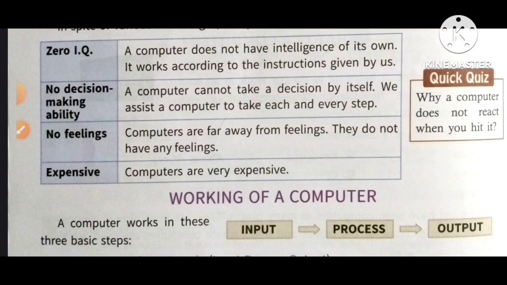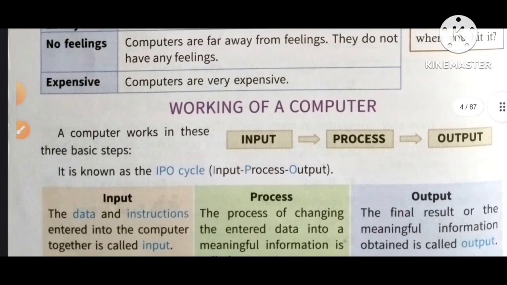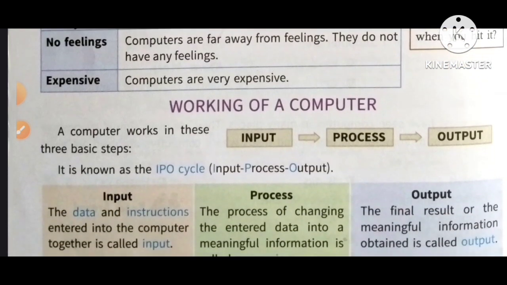Okay, so next is expensive. What is expensive? That means it is too costly. When we purchase a computer, we have to pay some cost. Computers are very expensive. If you want to purchase a computer, a minimum of 15, 20, 25, 30,000 will be required when we go to purchase laptops or computers. So it is expensive initially.